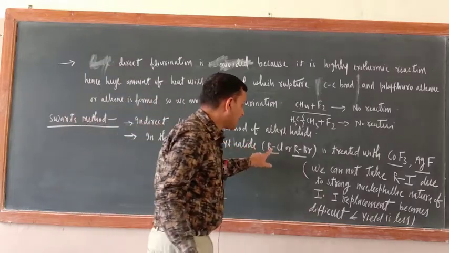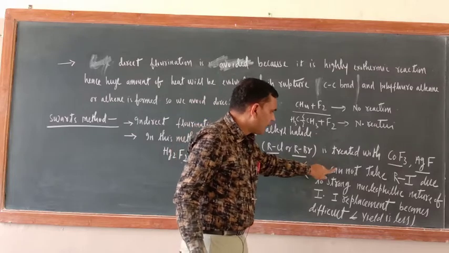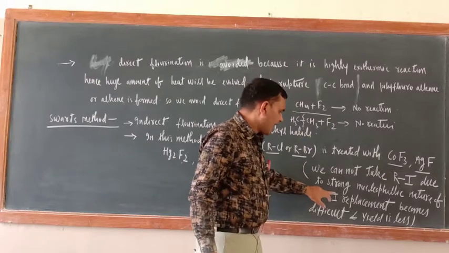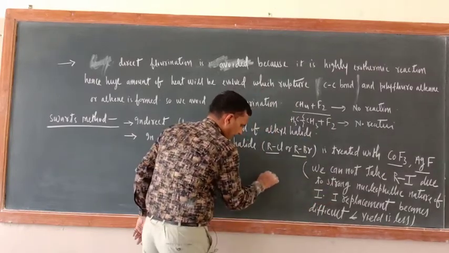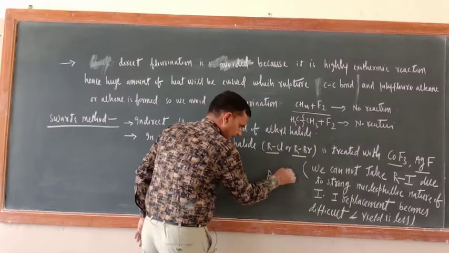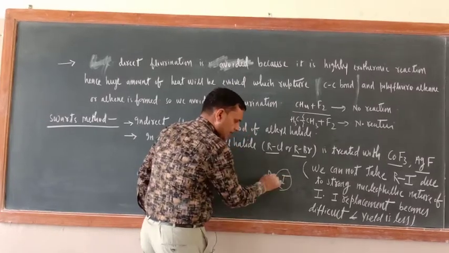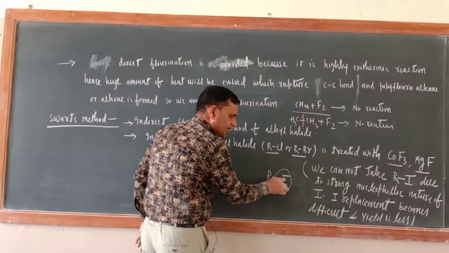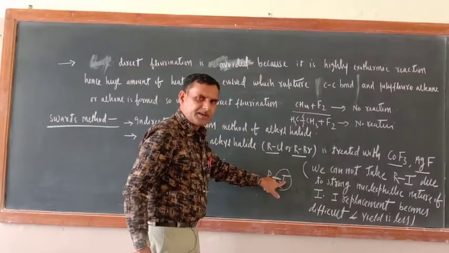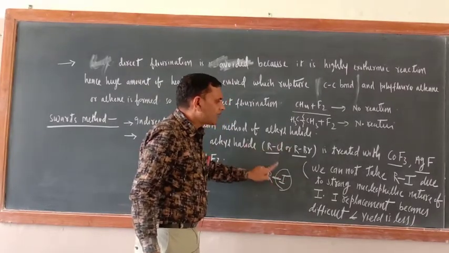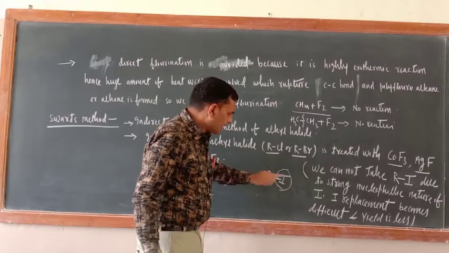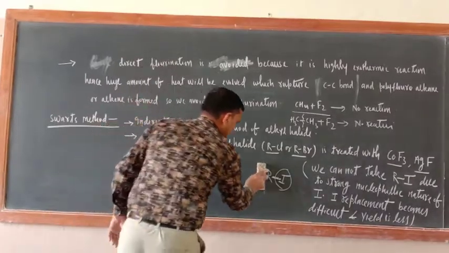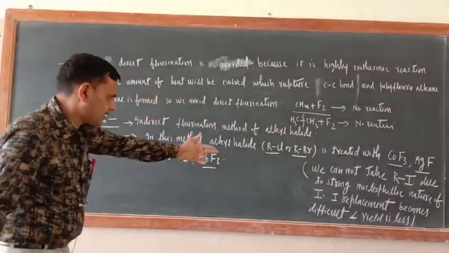Now why can't we take RI? The answer I wrote here: we cannot take RI due to the strong nucleophilic nature of iodine. Just see, suppose I have taken RI. In this reaction, I should be replaced by fluorine, but this R-I bond, meaning the carbon-iodine bond, is strong due to the strong nucleophilic nature of iodine, so its replacement will be difficult. That is why RI should not be taken, because the replacement of I will be difficult and the yield will be less. Now just see the reaction, then you will understand this explanation also.